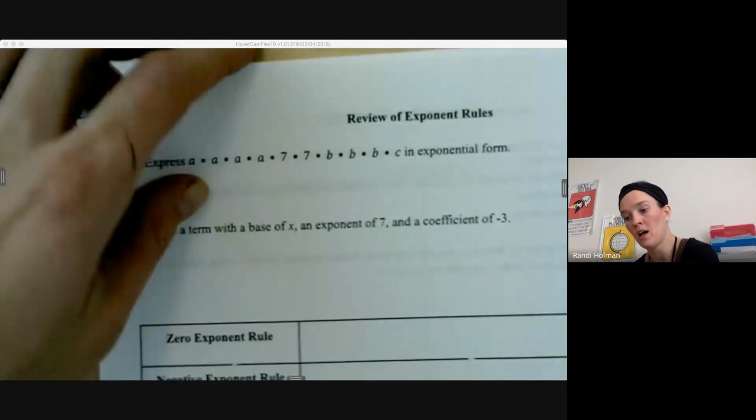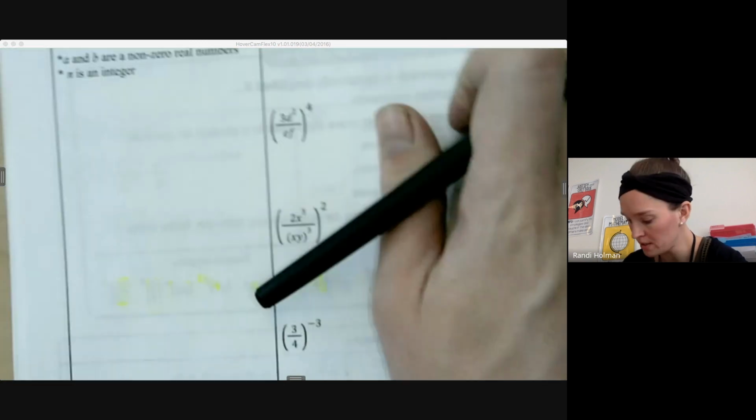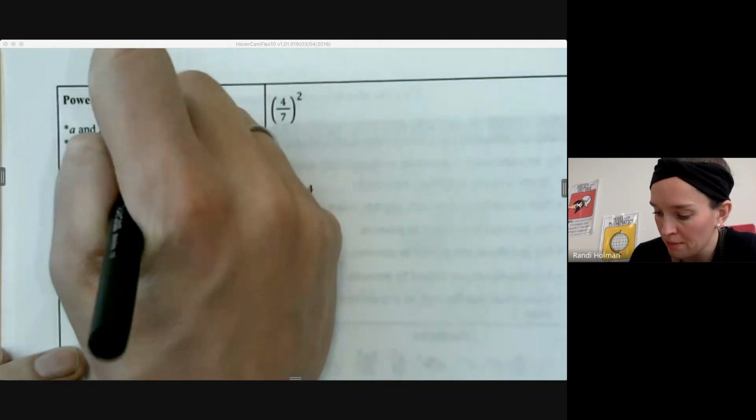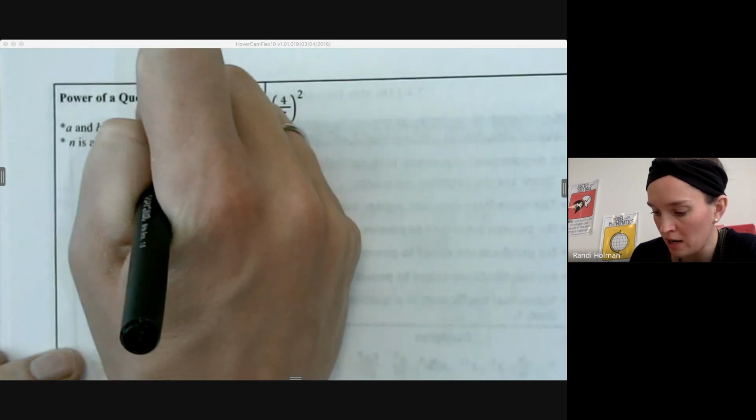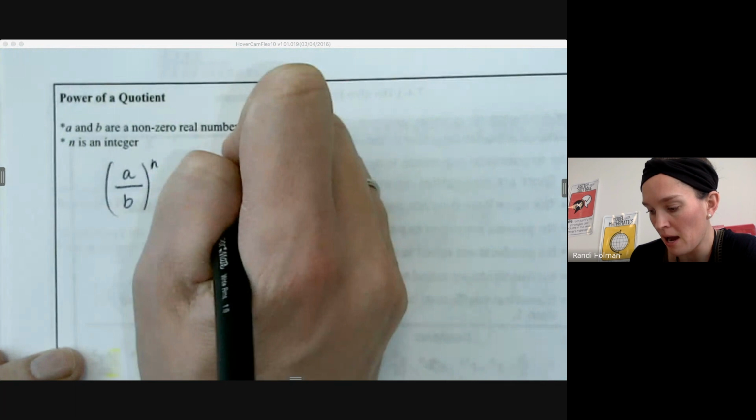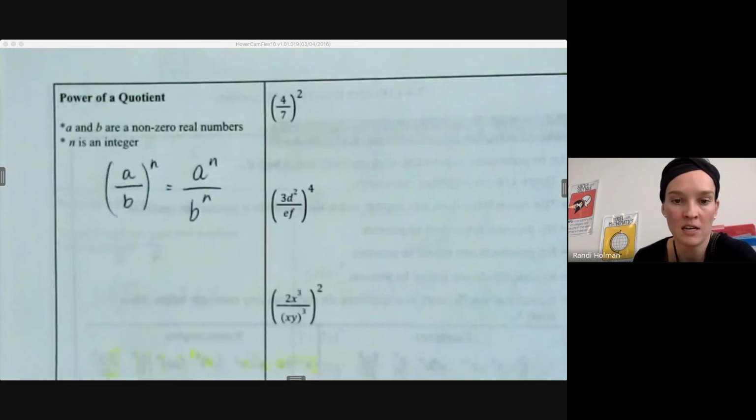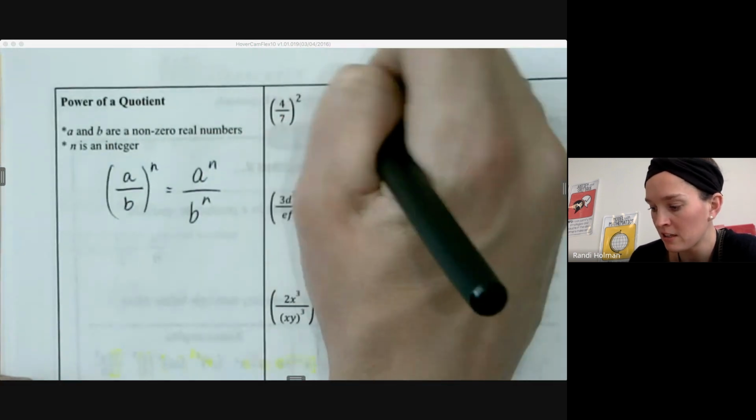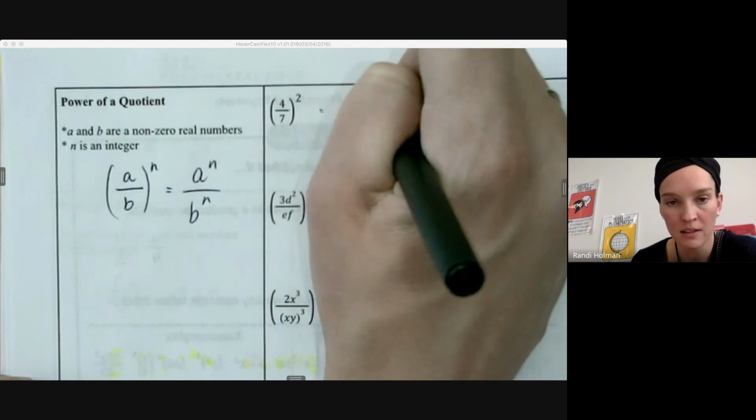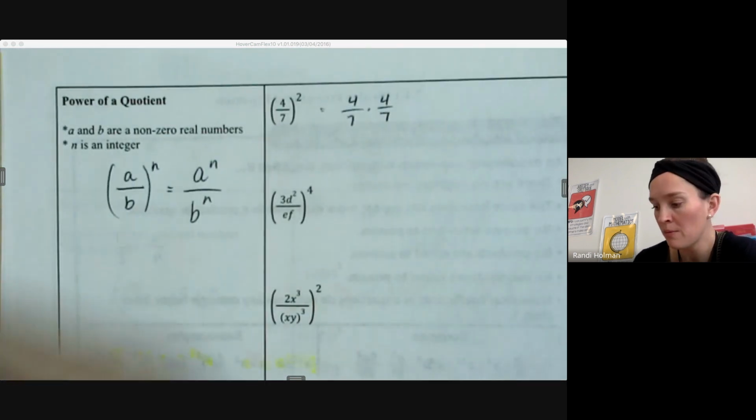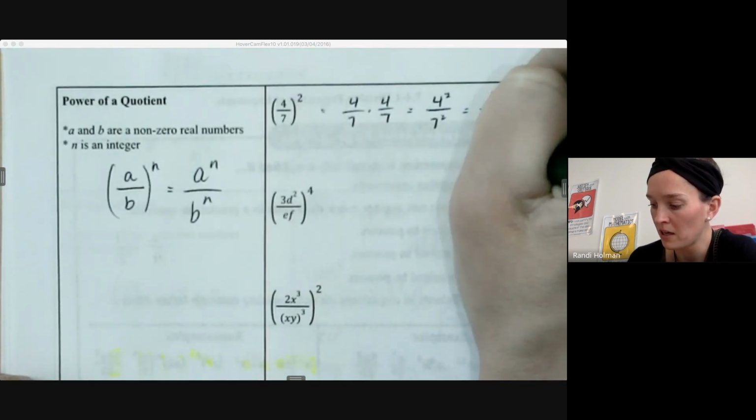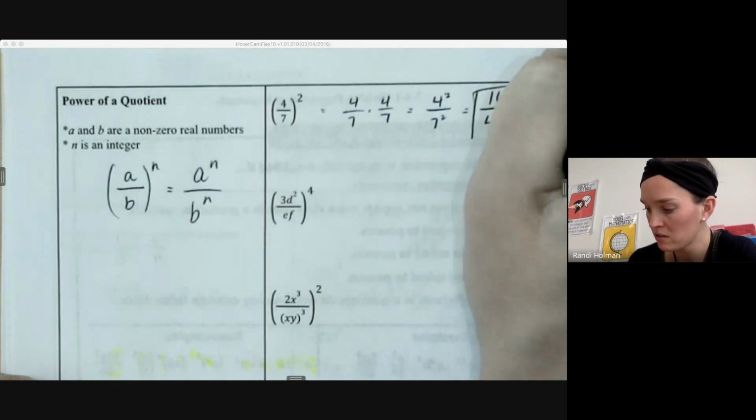Let's look at a few more here with the power of a quotient. So here we're just taking a quotient to a power. This is very, very similar to our power of a product, that if I have something divided by something to a power, we're going to end up with that power on each factor in our quotient there. So if I have 4/7 to the second, again, you could think about this as 4/7 times 4/7, right? That's what it means to take something to the second power, which is the same thing as 4 squared over 7 squared, which is 16/49. 16 and 49 don't have any common factors, so that is our simplified answer.